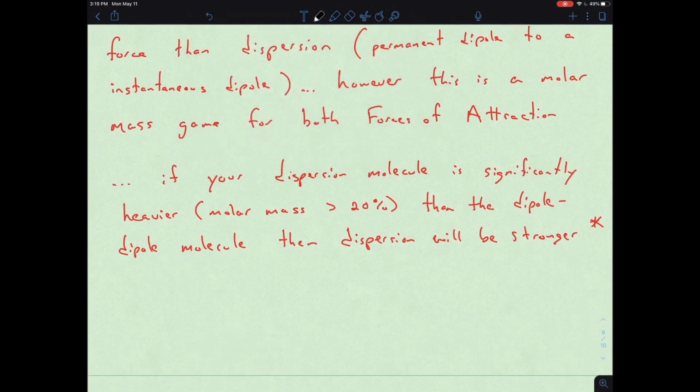So to do maybe a couple examples of that, right? We have here, for instance, let's ask the question of which has the greater surface tension.